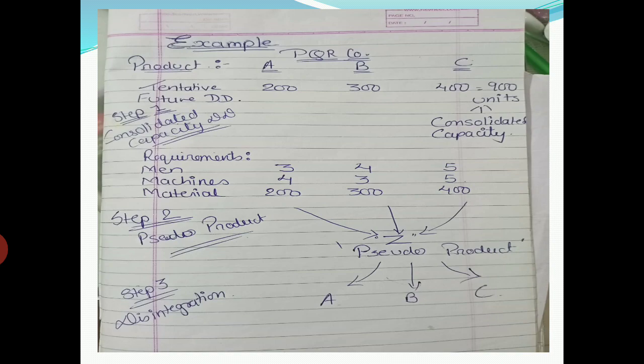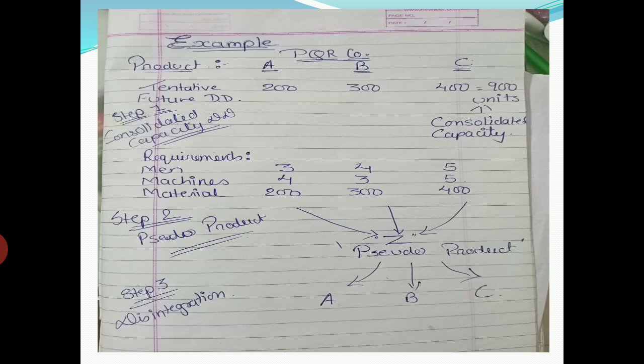200 units are required for A product, 300 units for B and 400 units for C. That means in all, if we want to meet the demand of A, B, C in the near future of 6 to 18 months, what should we have? We should have 900 units with us. This is what is known as consolidated demand, and to meet this demand we should have enough capacity. Is this first clear? Right?